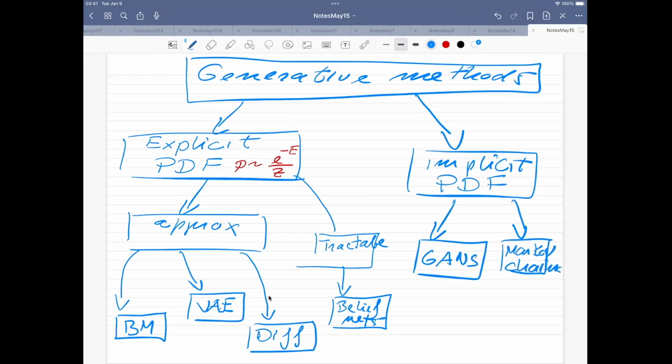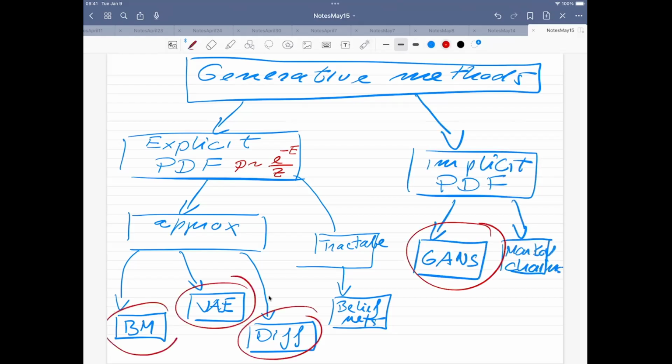Just put Markov chains here. But the more popular methods are those which I'm going to ring in here. So you have GANs, you have diffusion models, variational autoencoders, and Boltzmann machines. These are some of those which you will most likely encounter when you look at generative methods.